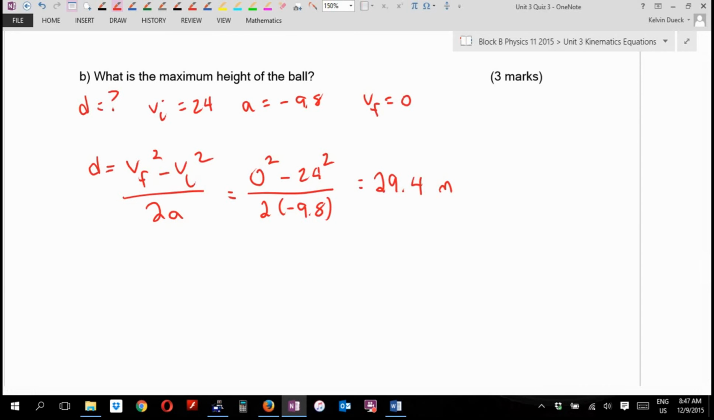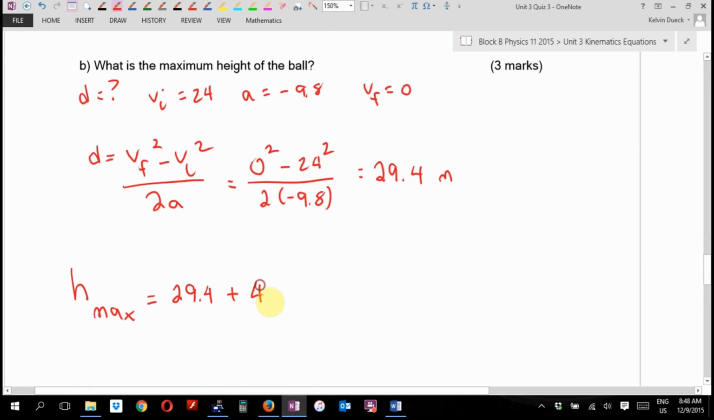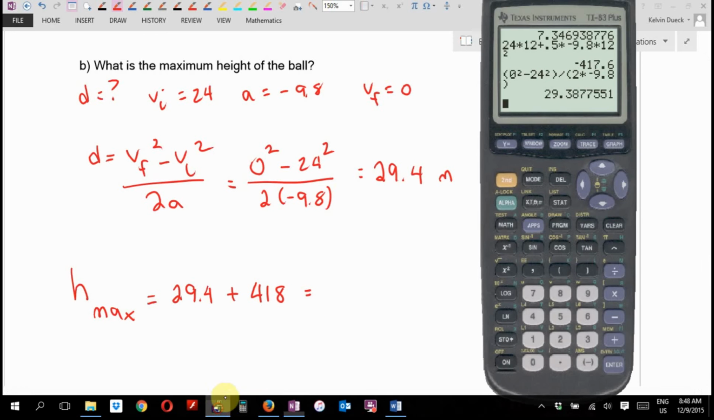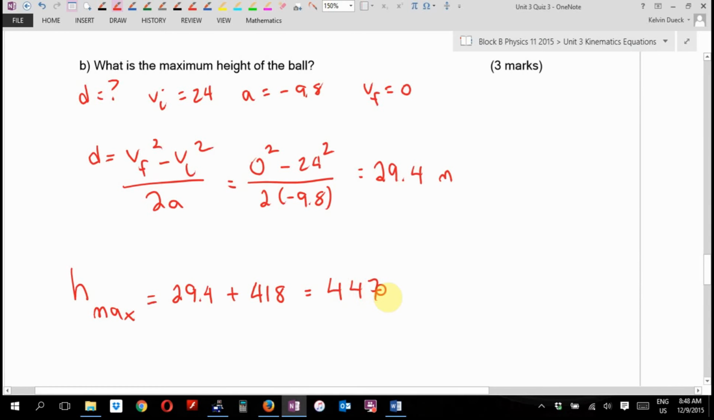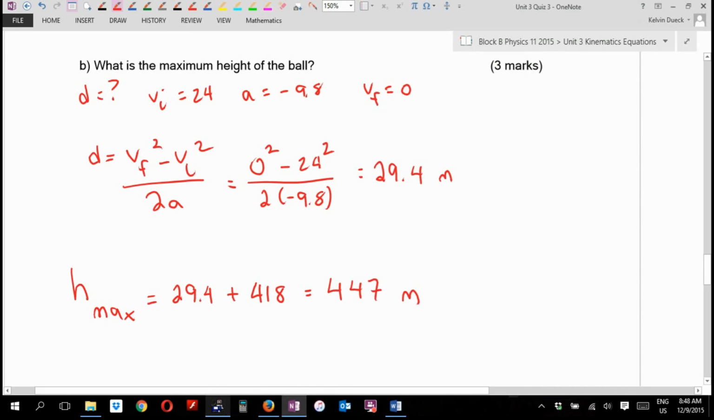I'll call it H max. It's going to be 29.4 plus, how high was the cliff? 418? And now I'll make the height positive, because we're measuring from the ground. So I'm going to say 447 meters. If you wanted to go 447.4, you could. I would give you 1 mark for that, half mark for that, half mark for that.